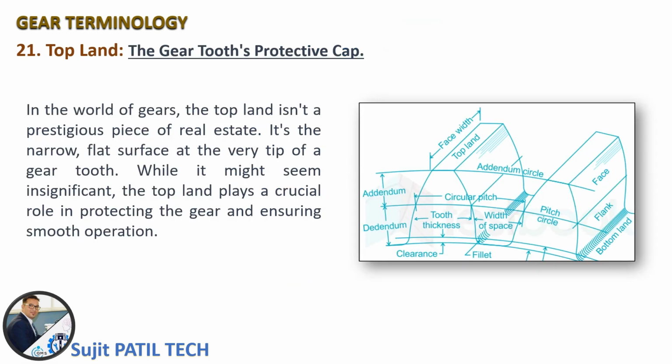21. Top land. The gear tooth's protective cap. In the world of gears, the top land isn't a prestigious piece of real estate. It's the narrow, flat surface at the very tip of a gear tooth. While it might seem insignificant, the top land plays a crucial role in protecting the gear and ensuring smooth operation.